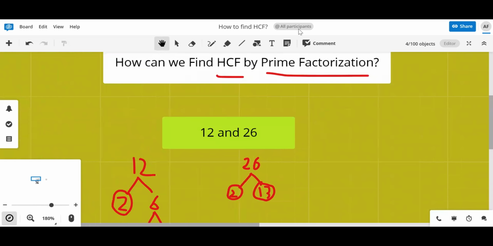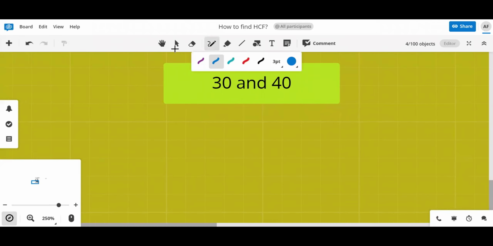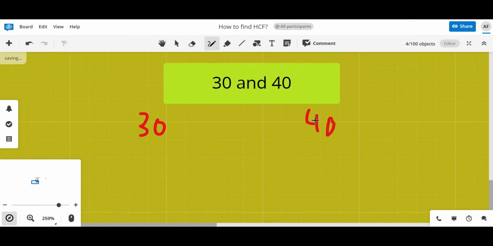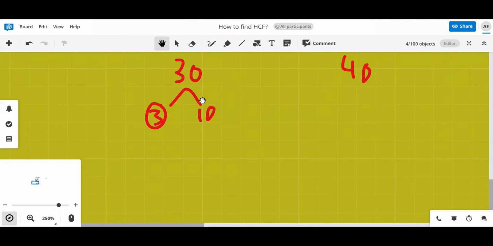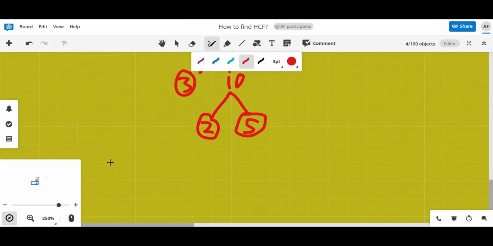I hope this is clear to you. Let me do one more question. Okay, the next question is 30 and 40. One by one, we find the prime factors of each number. For 30, we can write 3 times 10. 10 is not a prime number, because we can divide 10 further. It can be written as 2 times 5. 2 and 5 are both prime numbers. So what are the factors of 30?